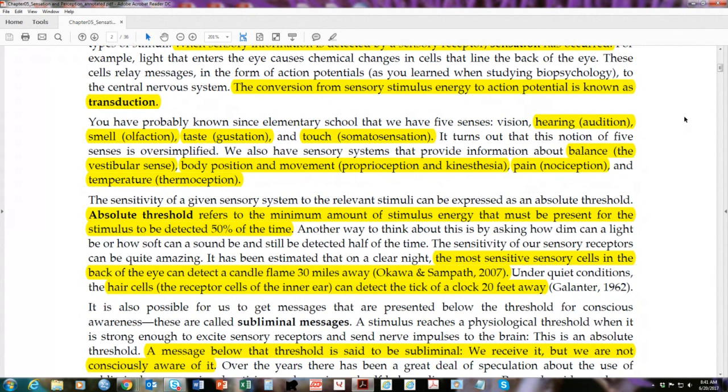Stimulation of the vestibular sense will let you know whether you are right side up or upside down, for instance. We have the sense of body position, or the position of your limbs. That is called proprioception. And we have the sense of movement of your body through space, that is referred to as kinesthesia. And your sense of pain, your ability to detect painful stimuli, is referred to as nociception. And your ability to detect temperature is called thermoception.